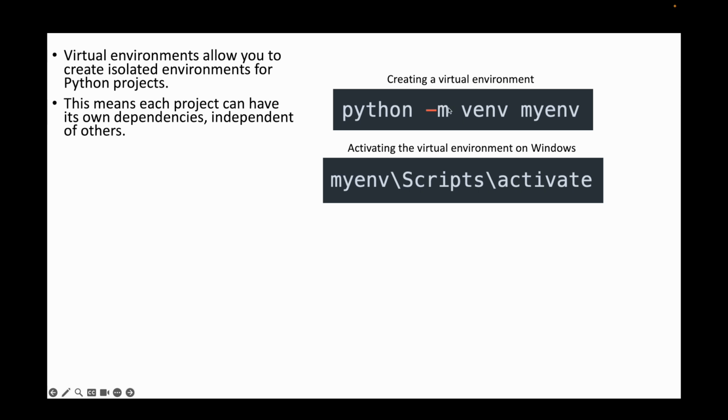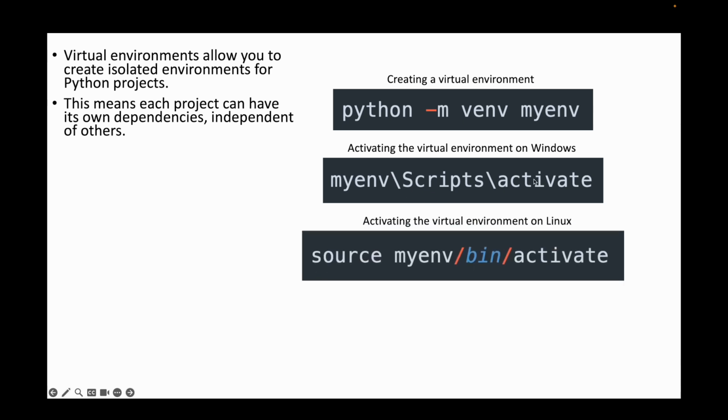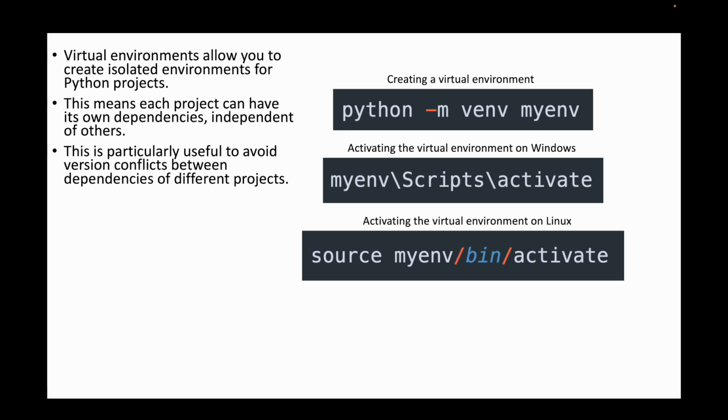And then to activate that virtual environment on the Windows machine, you can run this command. And if you're on the Linux machine, then you can run this particular command. So this will activate the virtual environment for us. Now this can be useful when you want to avoid version conflicts between the dependencies.